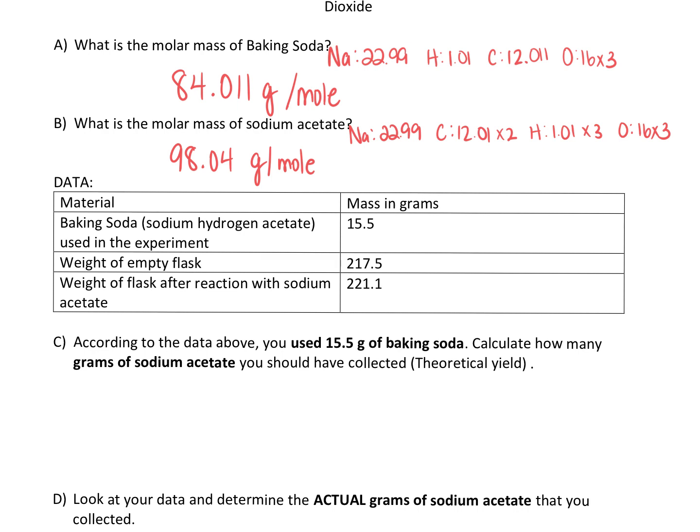So let's just lay out first for a minute what we're doing. What we have here is 15.5 grams of baking soda. So we know our grams of baking soda.